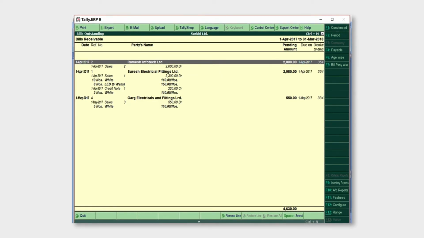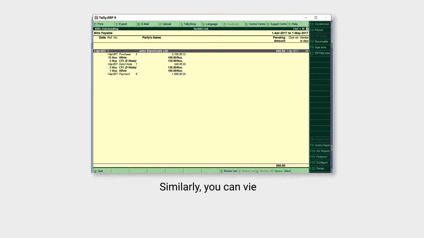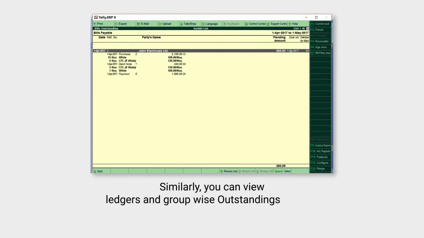On the screen, you can see the bills outstanding, date wise and all the required details are also mentioned. This is a very detailed form. If you want the information in a concise manner or in a condensed form, please click F1 condensed on the screen on the vertical button bar. You can see the bills payable. In a similar way, you can view the ledgers and the group wise outstanding as well.